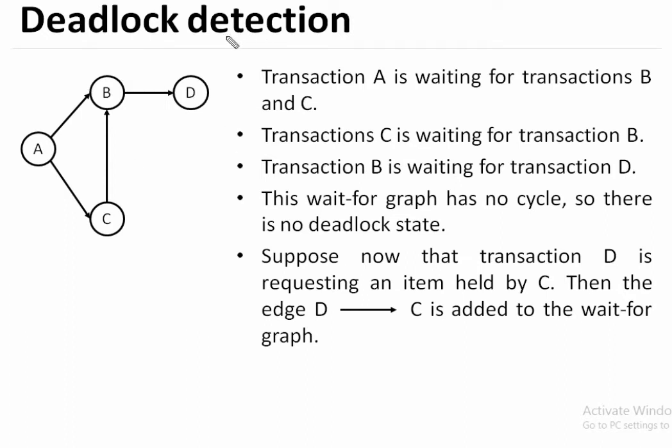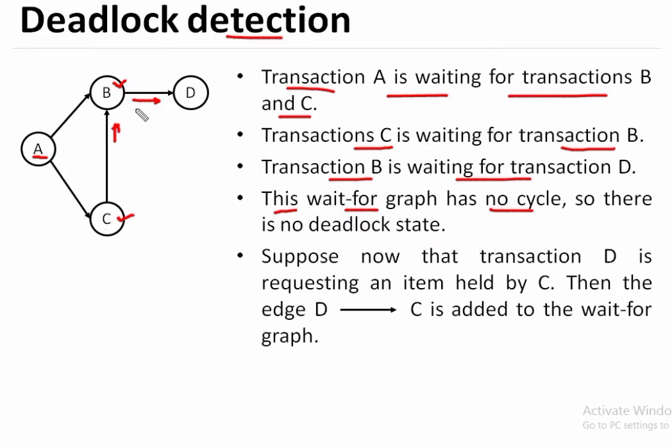So here we have a deadlock detection example. Transaction A is waiting for transaction B and C. Transaction C is waiting for the transaction B. Now the transaction B is waiting for the transaction D. So this wait-for graph has no cycle because we do not have any circular condition. So there is no deadlock state.